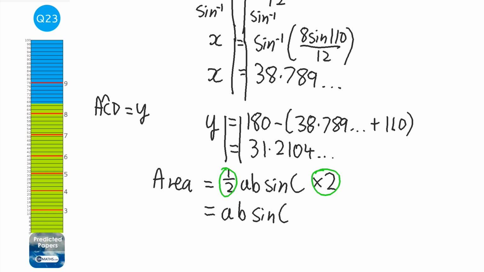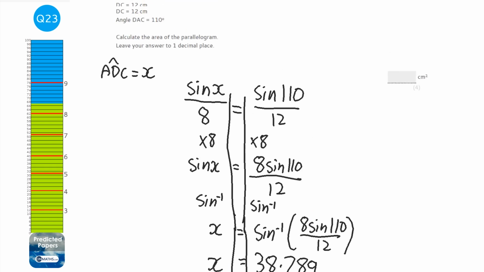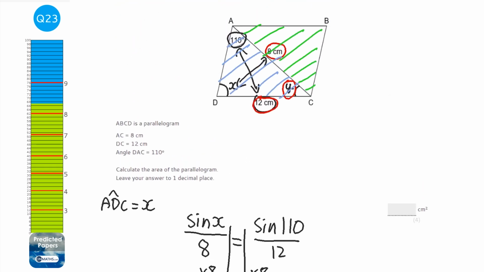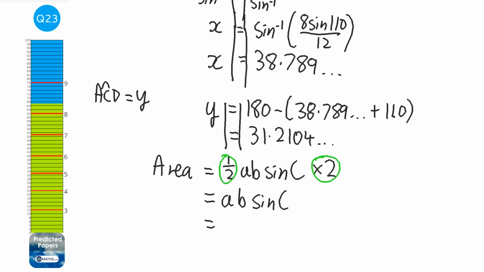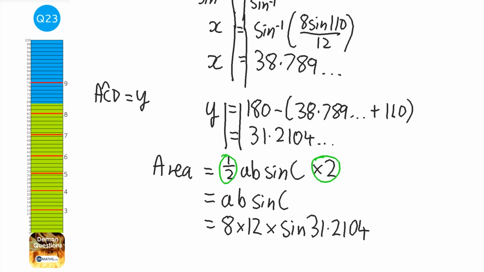I've kept that number in my calculator, so I can use it. A and B are going to be 8 and 12. So it's going to be 8 times 12 times sine 31.2104 and so on. So let's quickly use the calculator before it switches off. I'm going to press sine, answer, close bracket, times 12 times 8.